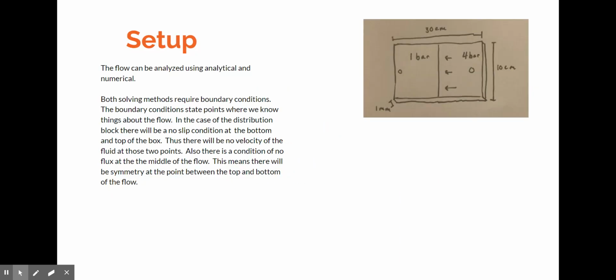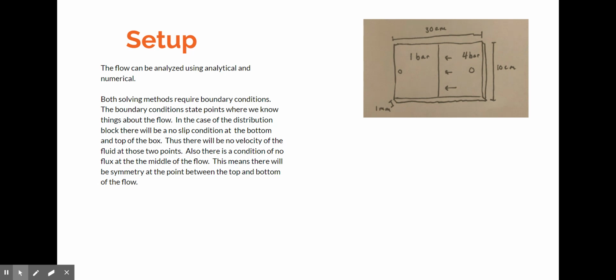The setup for this problem can be used during analytical or numerical solving. However, both numerical and analytical solving of this problem would require boundary conditions. Boundary conditions are a point on the velocity profile that we know to be true. In this particular case, we have two boundary conditions that we know.